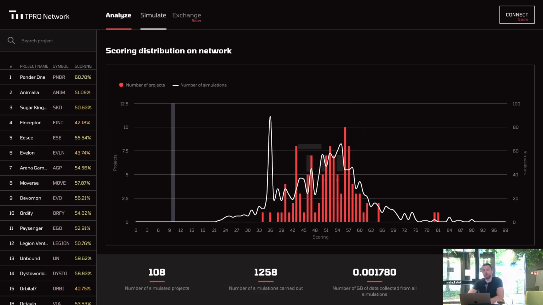In the next iteration, we are going to integrate the wallet connection. So we will be able to aggregate your simulations on top of your wallet address. There will also be your profile section where you can go and follow up with the simulations that you have done.